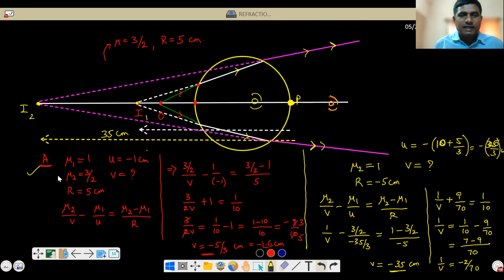A simple basic mathematics. Just apply this formula, mu2 by V minus mu1 by U is equal to mu2 minus mu1 by R, and follow the ray. That's all. Starting from the object, draw two incident rays, apply this formula, calculate the image, locate the image, and from there draw refracted rays. Those refracted rays become incident rays for the second surface, then again apply the formula, calculate the image, locate the image, and then draw the refracted rays. That's all, and that is what the eye will see.